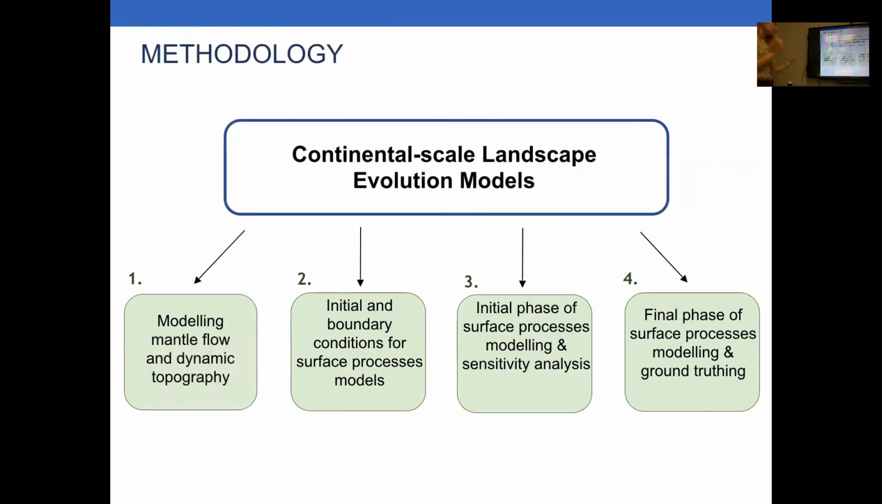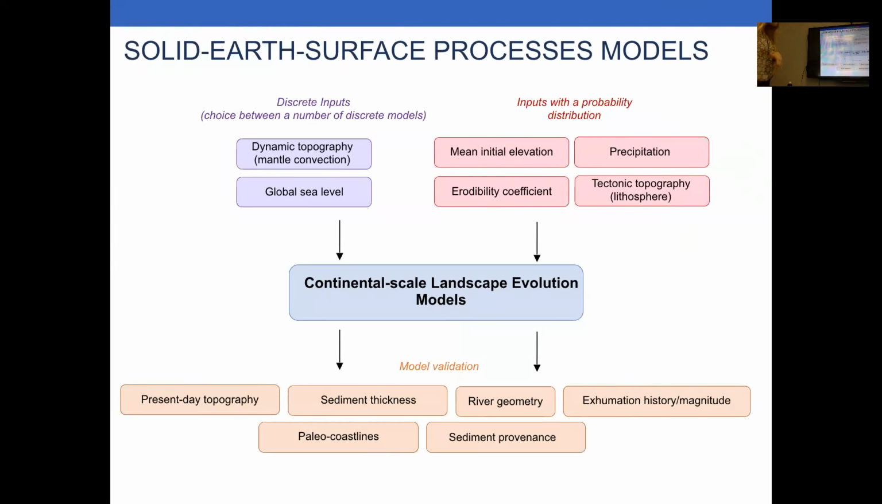Now I'll just spend a bit of time deconstructing what goes into the models so you can have a better understanding of the parameters. Here we have a flow diagram that shows how the models work. In the top row, we have the model parameters, including the initial conditions and boundary conditions that go into the models. On the left, in the purple, we have what we term the discrete inputs, in the sense that for each of the parameters, there are a number of different discrete models to choose from.